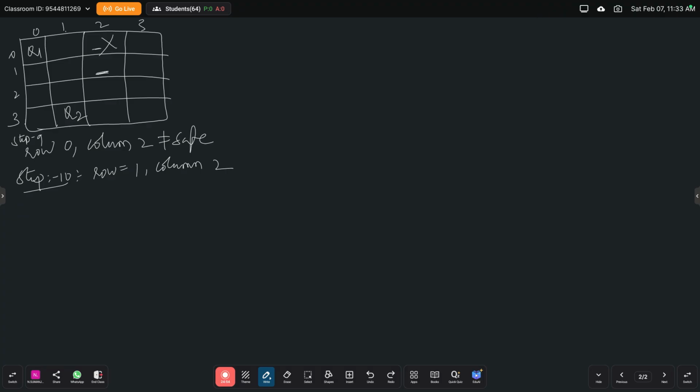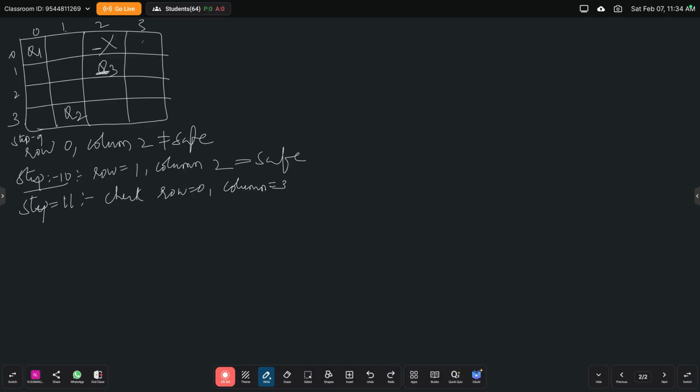Yes, this is safe. So whenever we find a safe place, we can place our queen 3. Queen 3 is placed at the first row and second column. So whenever a safe place is found, we place our queen, and after placing the queen we have to increment our column by 1.